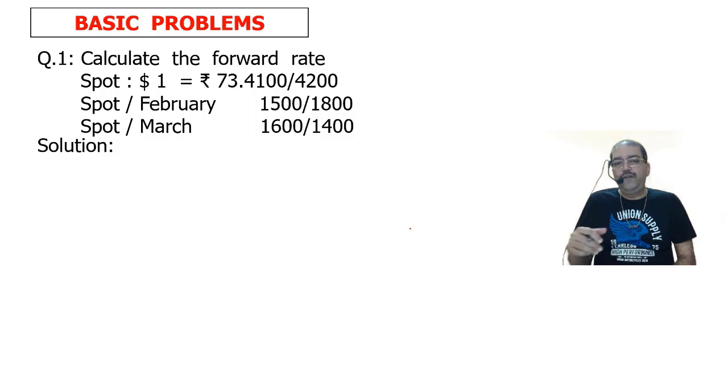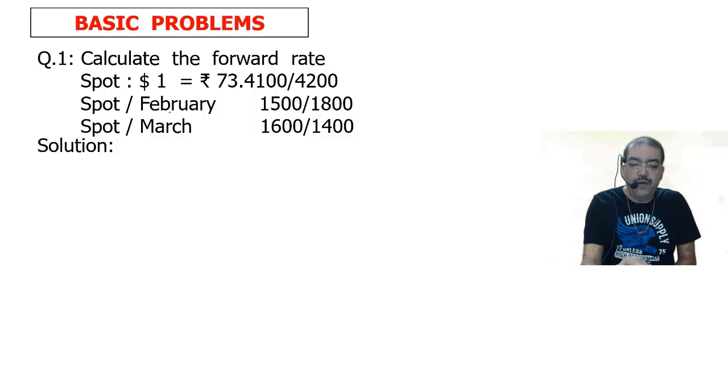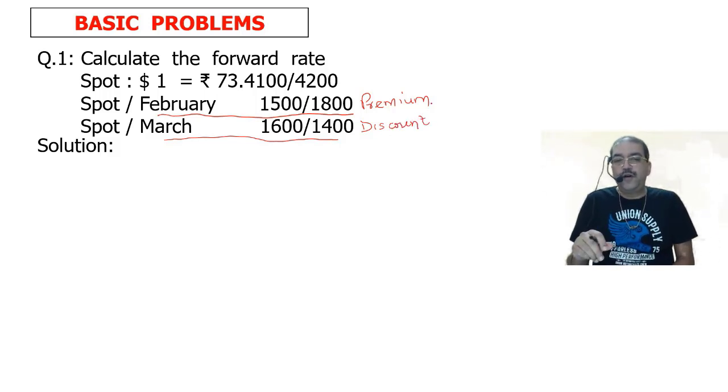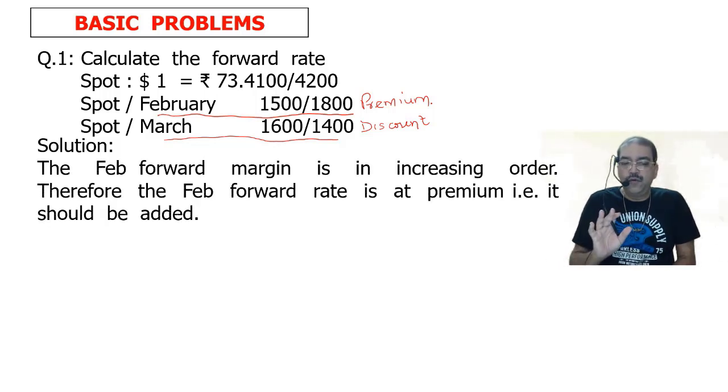Okay. Now, what do we see? Let us take one at a time. We'll calculate the forward rate for February first, then we'll calculate the forward rate for March. Looking at February, it is in increasing order, ascending order. So February is at premium. What do I say for March? March is in decreasing order, descending order, it is at discount. So February figures have to be added to the spot rate. March figures are to be subtracted.